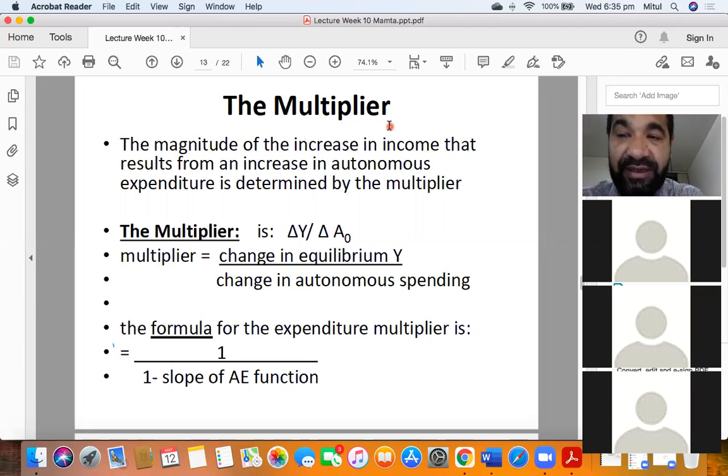When money is circulated, the more money circulates, the more effect it will have within the economy. That's why, when the government feels the country is in crisis and people are not spending money, the government gives a stimulus package: take this money and go and spend. Like a couple of days ago, the NSW government gave us $100 for nothing. Take this $100 and spend it in the market. So what does it say here? The magnitude of the increase in income that results from an increase in autonomous expenditure is determined by the multiplier.